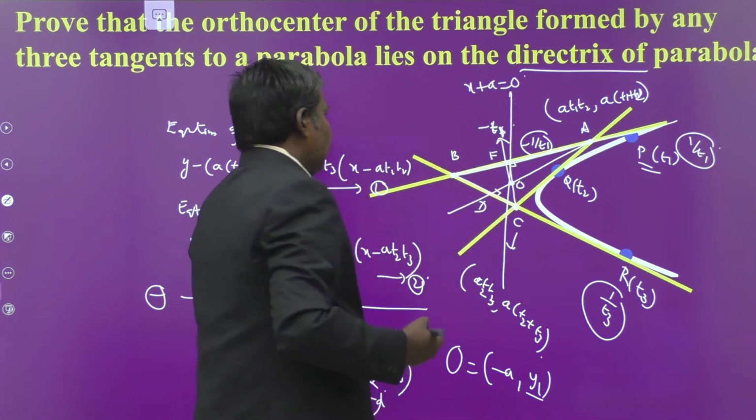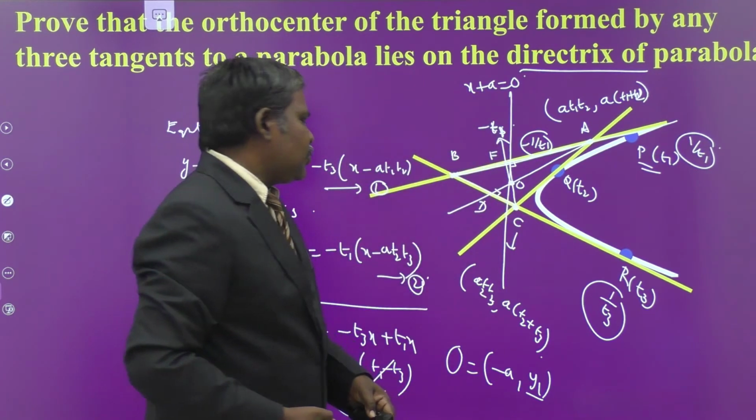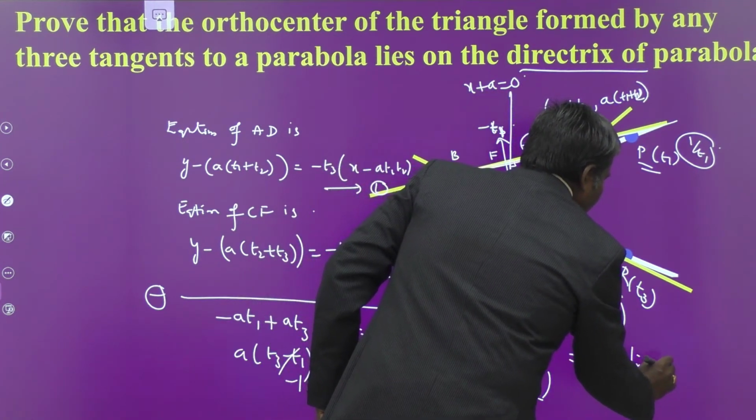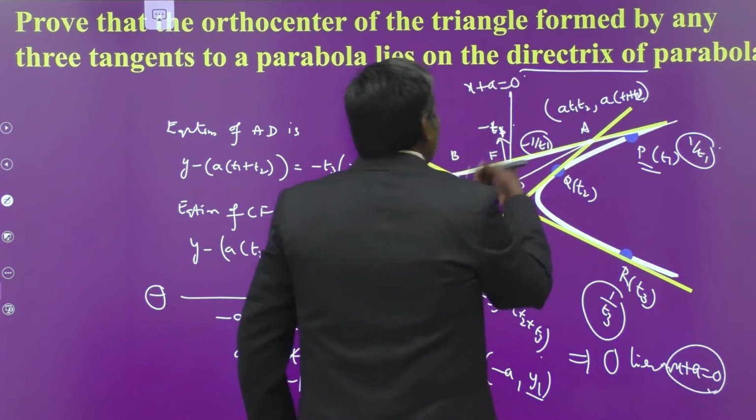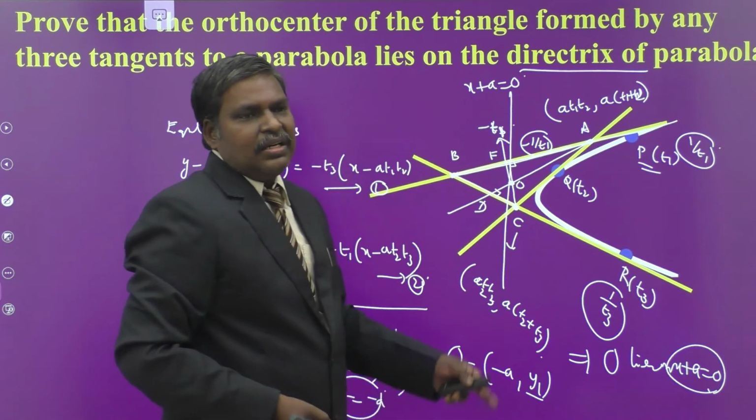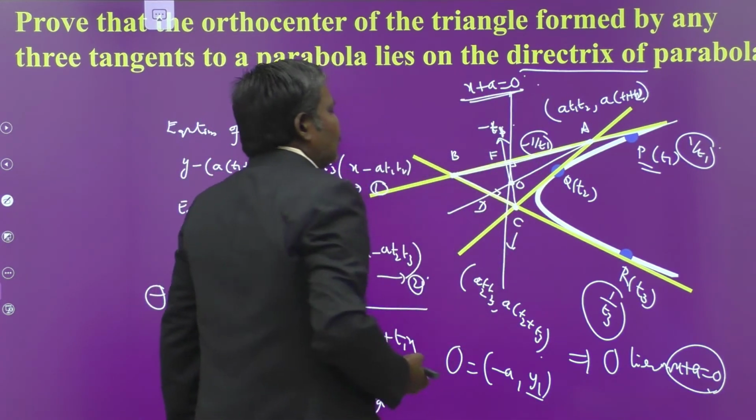Am I correct or not? Does it satisfy or not? Does (minus A, some y1) lie on x plus A equal to 0 or not? Yes, your orthocenter lies on x plus A equal to 0. That means the orthocenter of the triangle formed by any three tangents always lies on what? The directrix of the parabola. What is the directrix equation, my dears? X plus A equal to 0.